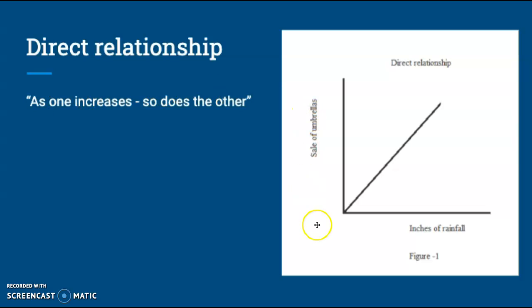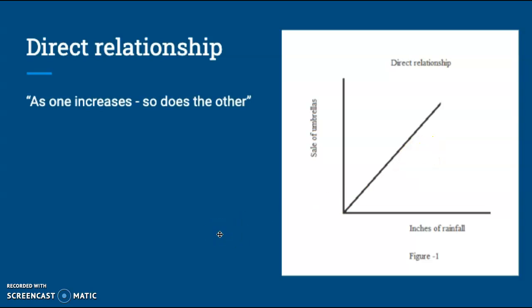So on this graph, inches of rainfall is increasing here. This isn't a great graph because it doesn't have labels, but I was trying to keep it simple so that you could get a model of what you're looking for. So as the rainfall increases, the sale of umbrellas also increases. So that's a direct relationship. As one goes up, so does the other.